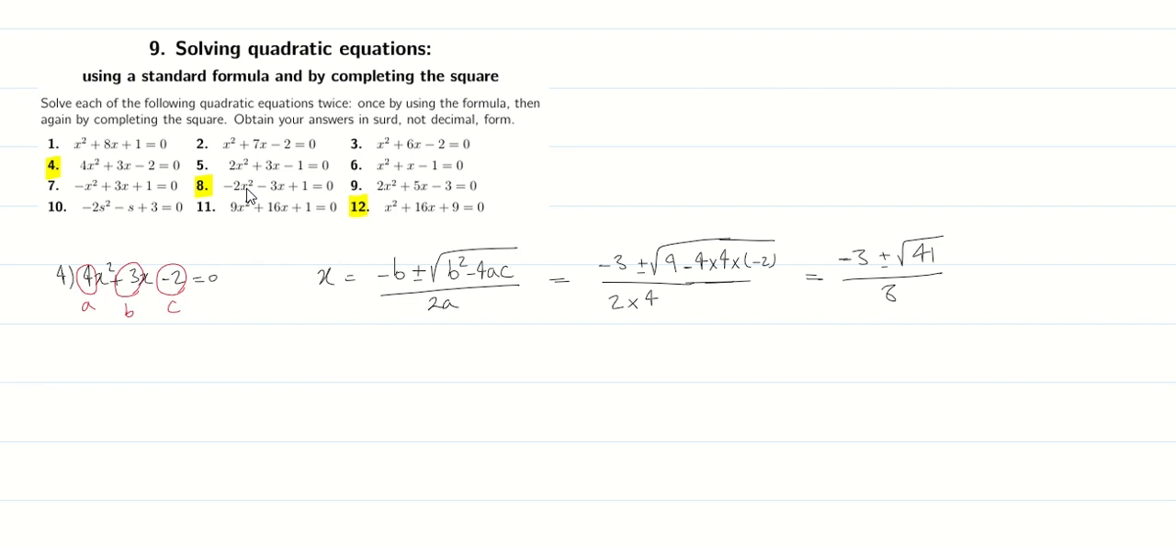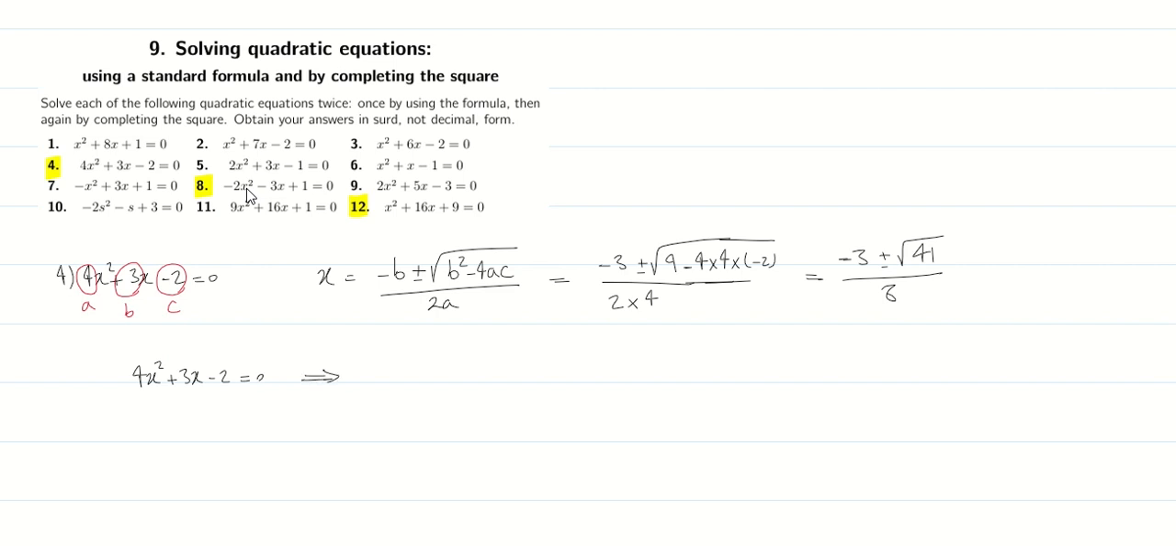Now let's use the other method, which was by completing the square. In order to do so, we want to have a perfect square trinomial on the left hand side. So we can take a square root of both sides in order to solve the equation. But to get that perfect square trinomial on the left hand side, we have to follow several steps. So let's rewrite the equation here. 4x squared plus 3x minus 2 is equal to 0.